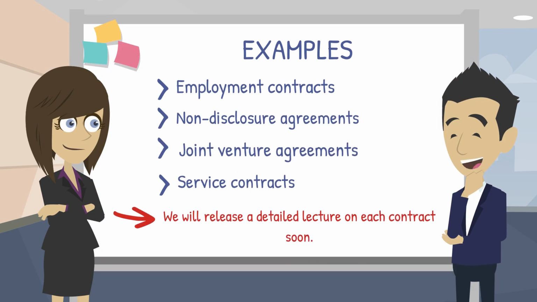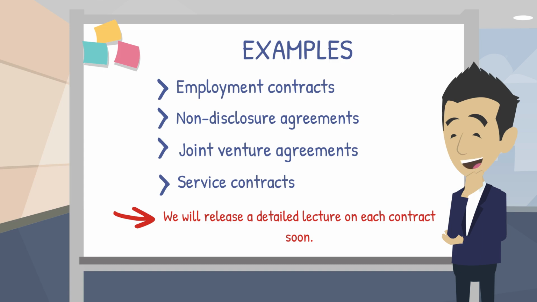Now, let's talk about the different types of contracts that exist. There are many different types of contracts, but some of the most common include employment contracts. These are contracts between an employer and an employee that outline the terms of employment, including salary, benefits, and job responsibilities. Non-disclosure agreements. These are contracts that require one party to keep certain information confidential, often used in business transactions and employment relationships. Joint venture agreements.